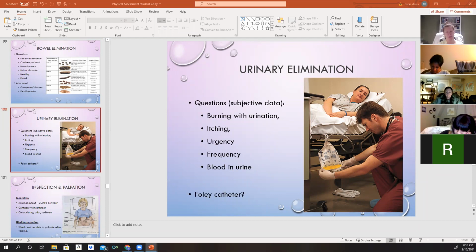But if I see it's an older person, I ask, because that's one of the criteria for assessing them to see if they're at risk for falls. Because if they're urinating frequently or they're having to go urgently, they're going to be getting up out of bed a lot more and they're going to be jumping out of bed.